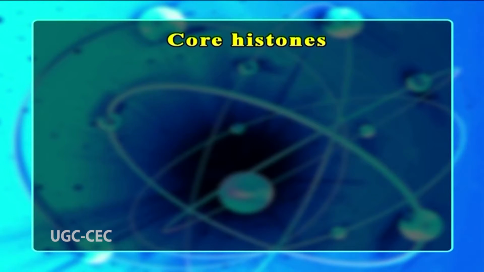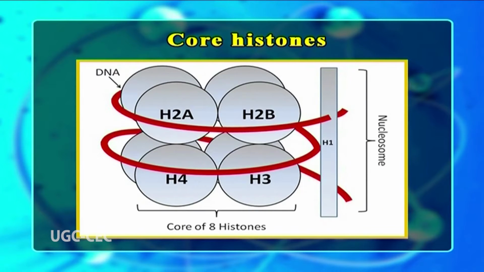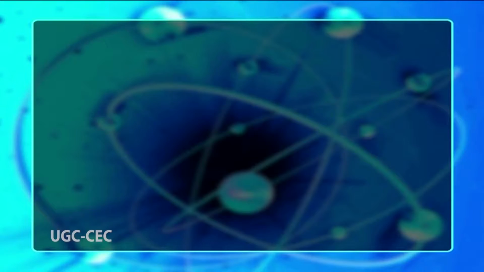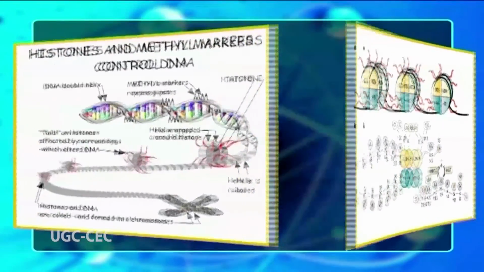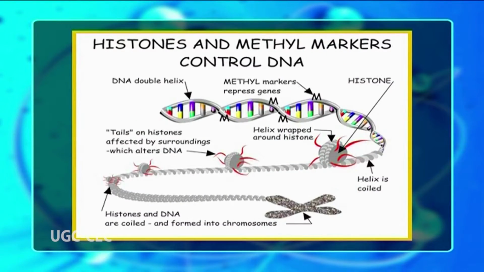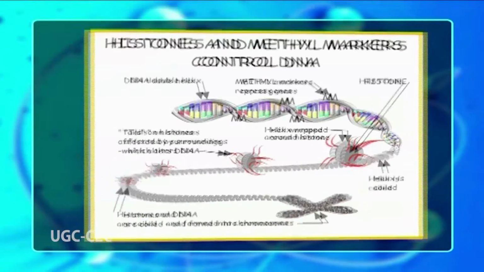Core histones. The core histones include H3, H4, H2A and H2B. These are small basic proteins highly conserved in evolution. The most conserved region of these histones is their central domain, structurally composed of the histone fold domain, consisting of 3 helices separated by 2 loop regions.